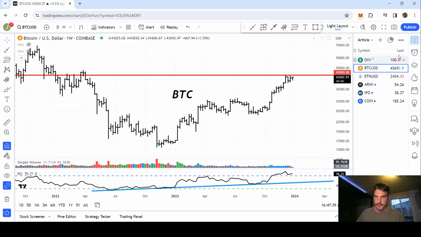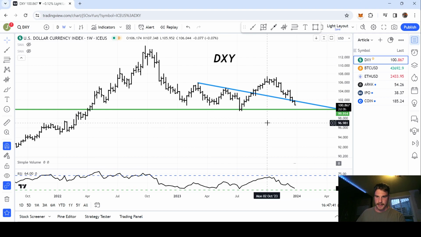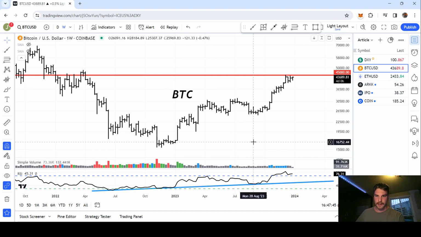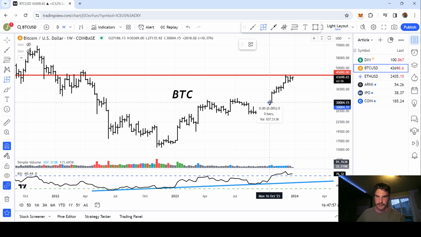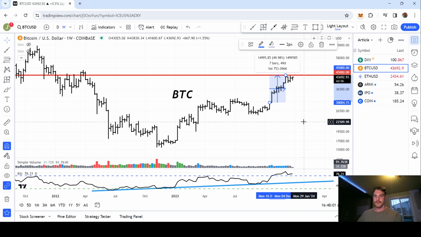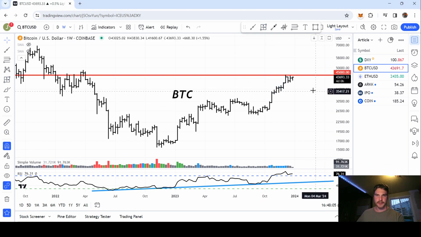So looking back at the dollar, this thing topped in October of 23, Bitcoin bottomed and really started making its rally in October of 23. Here's that same date, that October 2nd date. Now, after this huge run up, we saw a 50% move in about a quarter, which is pretty impressive. Now we're just consolidating below this 45,000 level.